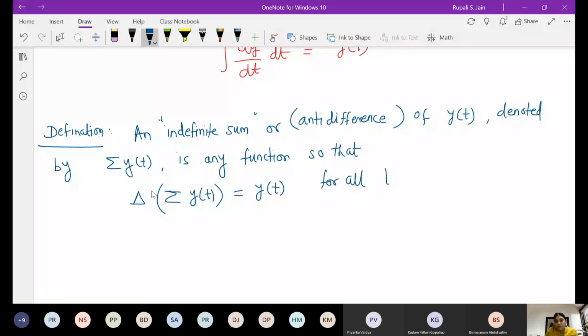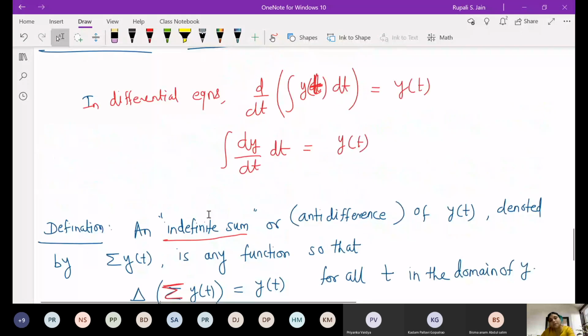Domain of y. What is this summation? So this summation is called the indefinite sum. This summation operator, this notation, is nothing but antidifference of this delta. So if I operate summation on delta or delta on summation, I should get the original function. It is like integration, okay, but it is the discrete form of integration.